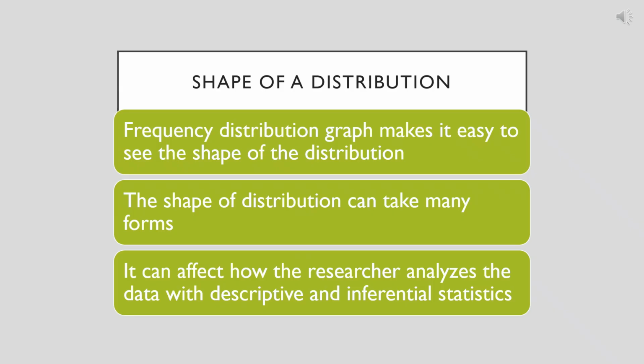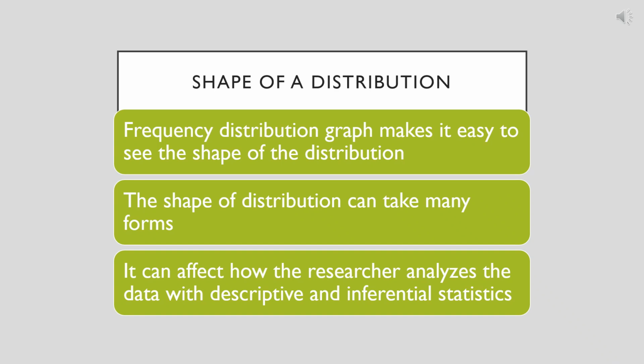Now, frequency distribution graphs, histograms or bar graphs, right? They make it easy to see the shape of the distribution. That's really nice. It tells you, generally speaking, where a lot of the participants line up. How do they score on an IQ test? What is most of their nationality or age or ethnicity or gender or something like that, right?